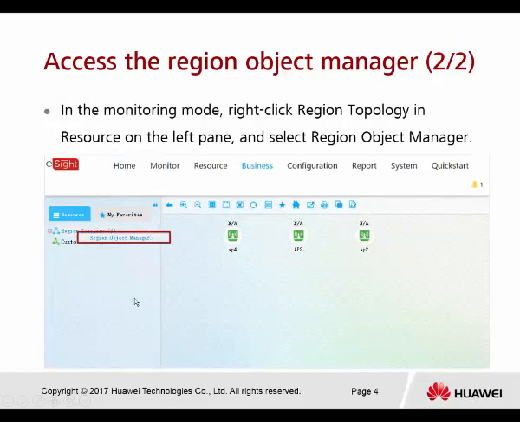So in the monitoring mode, right click. Okay, this is the monitor place. Right click the region topology. It will come out like this for you. Then on the left pane, select the region object manager. Then this comes out. Right now they have already discovered 3 APs. There are 2 different AP2 here.